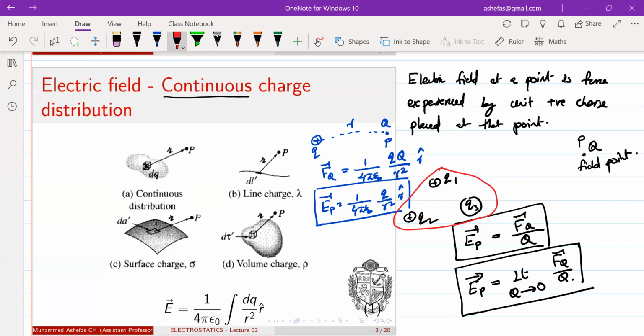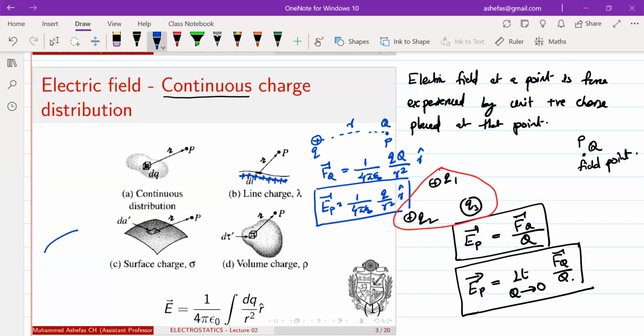So the charges are tightly packed along a line. Then it is called line charge. If it is tightly packed on a surface, then it is called surface charge. So this is an example for line charge. The charges are tightly packed along the line. So such kind of distribution is called line charge distribution.